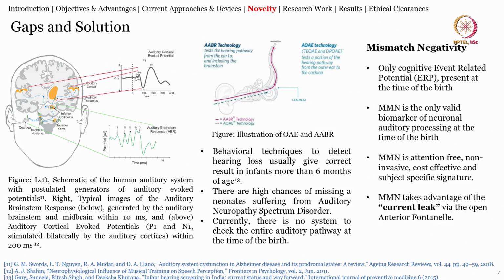Now, if you look at this particular image, we have AABR technology and OAE technology. OAE is otoacoustic emission, and ABR is auditory brainstem response. Here you can see that it goes from the cochlea to the brainstem, and there we stop. But if we can go one step further, then it will be helpful. We have seen that there is no system to check the entire auditory pathway.